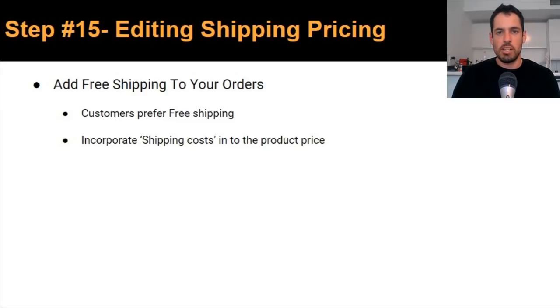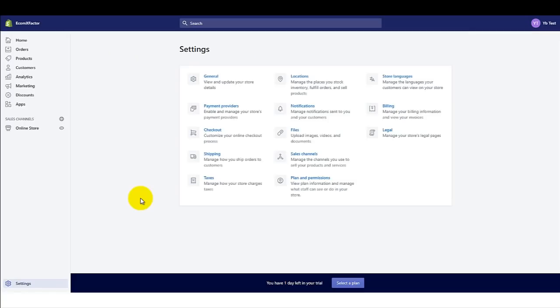What I suggest doing is incorporating the shipping cost into the product price. So if you want to sell the product for $20 and the shipping price is $5, just charge $25 for the whole product and label it as a free shipping product. This will probably increase the conversion rates.